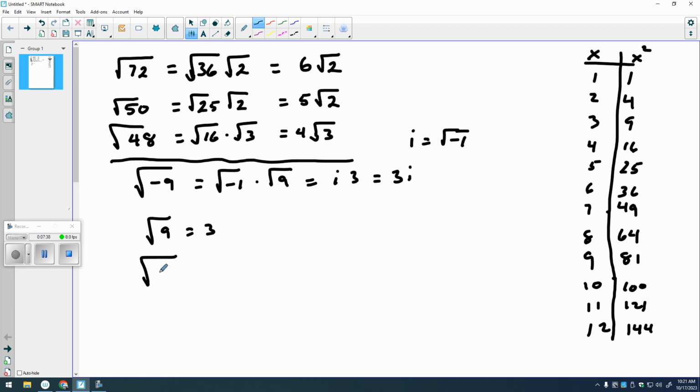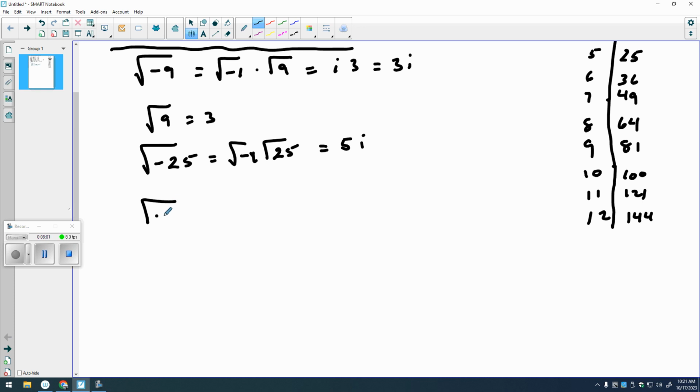What is the square root of a negative 25? Well, same idea. Square root of negative 1 times the square root of 25. Square root of negative 1 is i. Square root of 25 is 5. And so my answer is 5i.